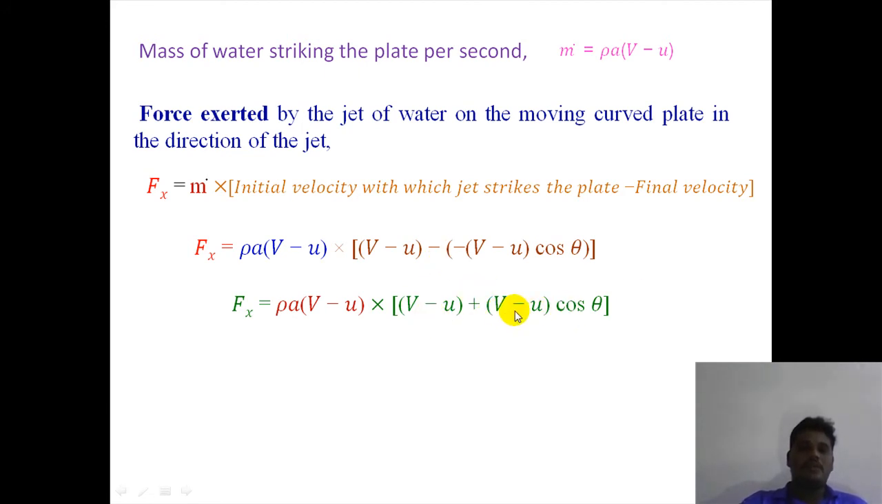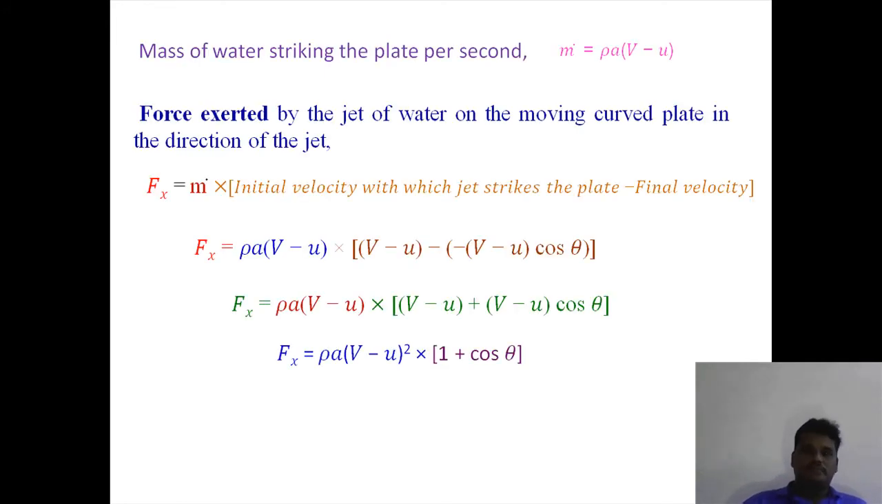Now v minus u is common here. By taking it common, it becomes F x equals rho a (v minus u) whole square (1 plus cos theta). This is the equation of the force acting in the direction of motion when the jet strikes the plate at the center.